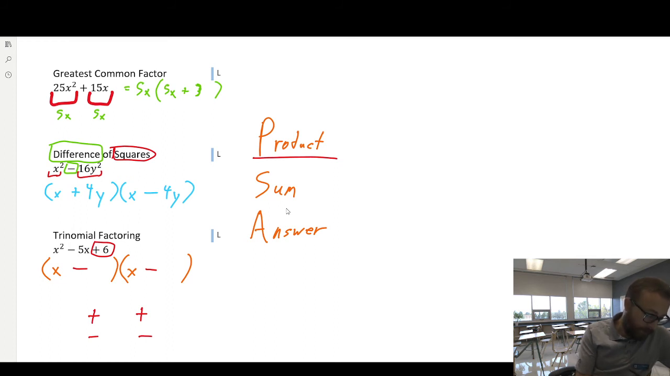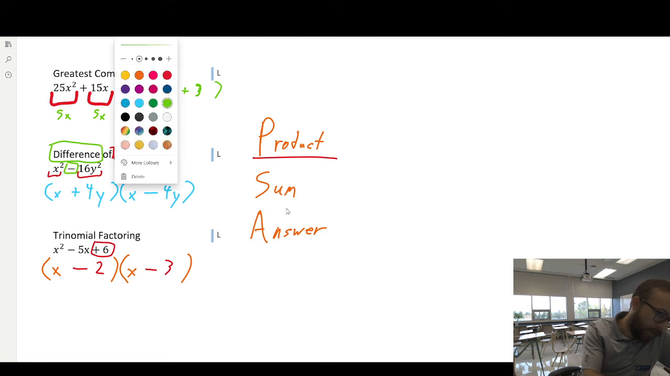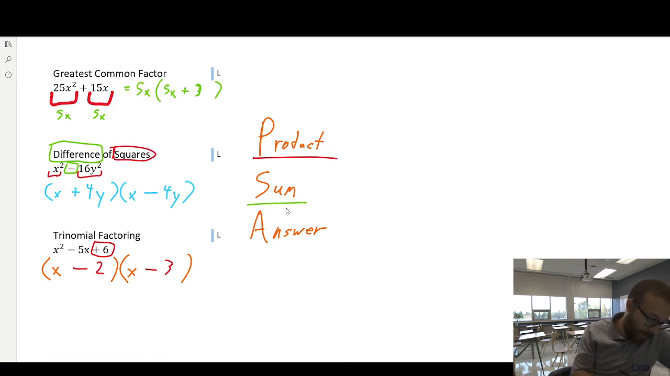So product, what two things multiply to get 6? Usually I like to start in the middle of, like, if you factored it, a factor tree. So 2 times 3 equals 6. So usually I start in the middle, and so we'll start with that. And now we shall look at the sum. Okay, so now that we have two values that multiply to get positive 6, well, they need to also add to get negative 5. And if they do add together, it does equal negative 5. So we are good in that sense.